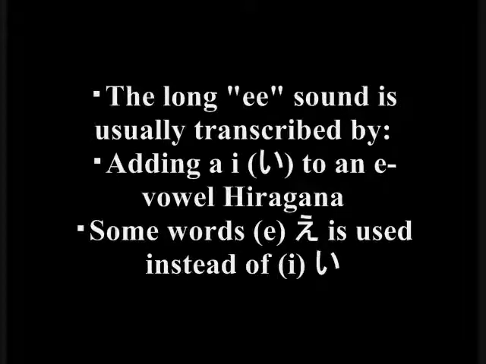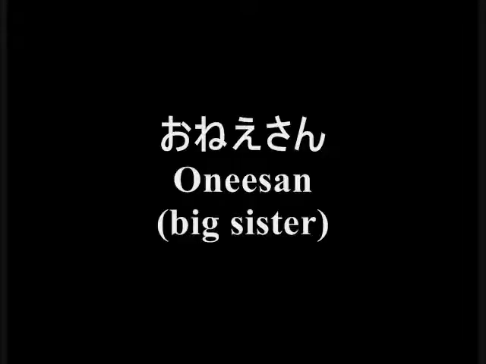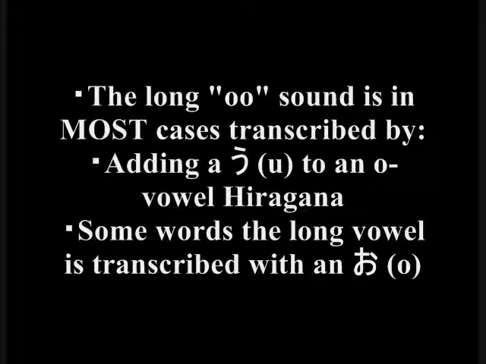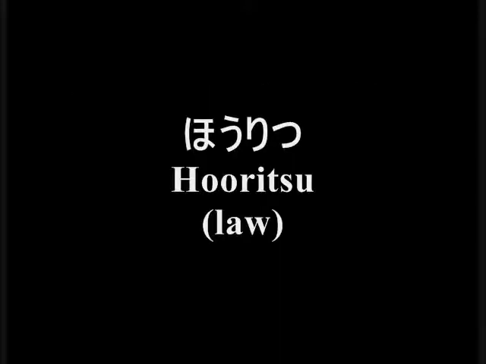The long ee sound is usually transcribed by adding an i to an e vowel hiragana. There are a few words, however, in which e is used instead of i. For example, eiga, movie. Oneesan, big sister. The long oo sound is in most cases transcribed by adding a u to an o vowel hiragana. There are, however, words in which the long vowel is transcribed with an o, for historical reasons. Houritsu, law. Too, 10.